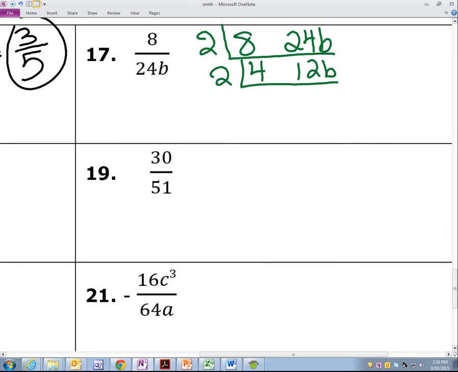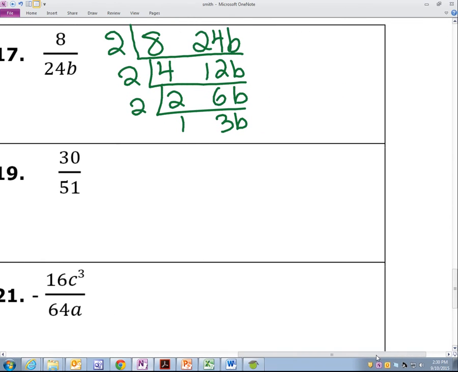I'm going to take 2 again. 2, 6b. I'm going to take 2 again. 1, 3b. Now, what is it that we noticed? What was that little tricky trick? Bottom two numbers are numerator and denominator. So we have 1 over 3b.